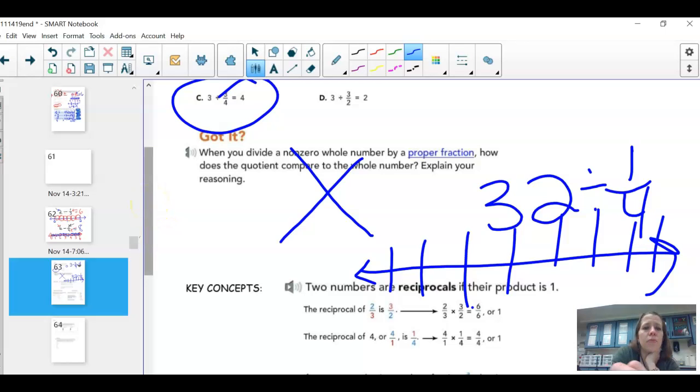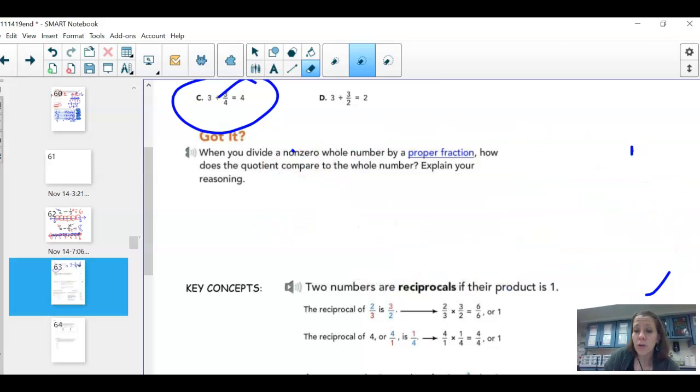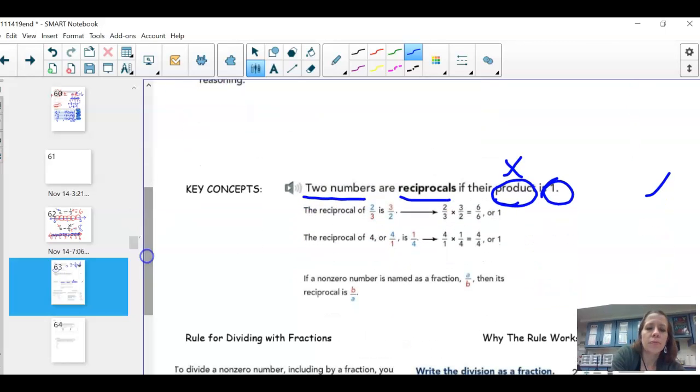For the algorithm, we are going to use something called a reciprocal. So 2 numbers are reciprocals if their product, remember product is the answer to a multiplication problem, is 1. So for example, the reciprocal of 2/3 is 3 over 2, because 2/3 times 3/2 equals 6/6, or 1. The reciprocal of 4, or 4 over 1, is 1 over 4.